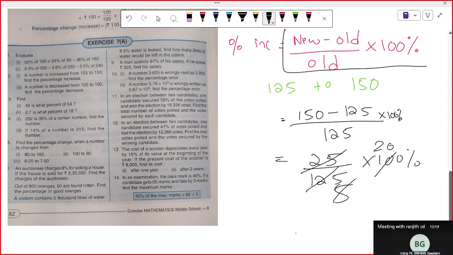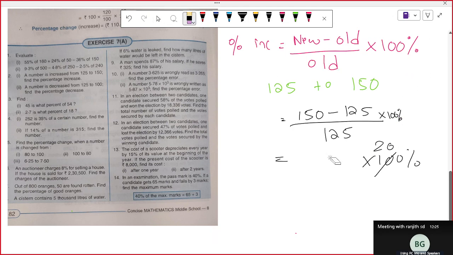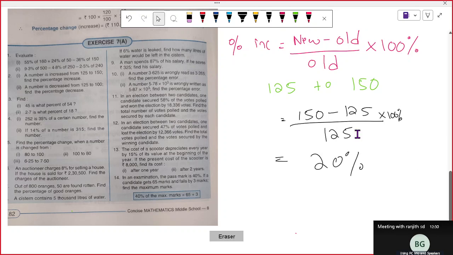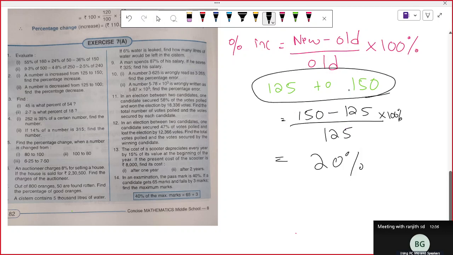Increased or decreased, this is the value: new number minus the old, divided by old value, into 100%. So what's the percentage increase, students? 20%. Shall I erase this? Look here. From 125, it can be your marks increased from 125 to 150, or number of chocolates or rupees, anything. Some value is increased, and that value in percentage is nothing but 20%.